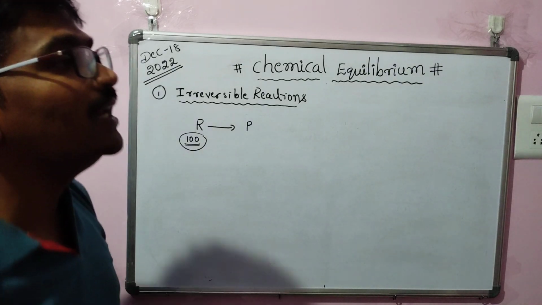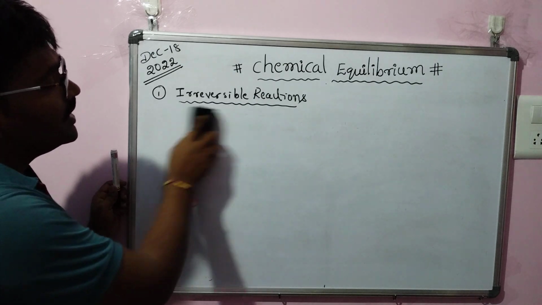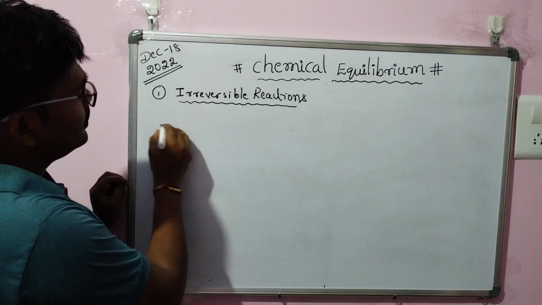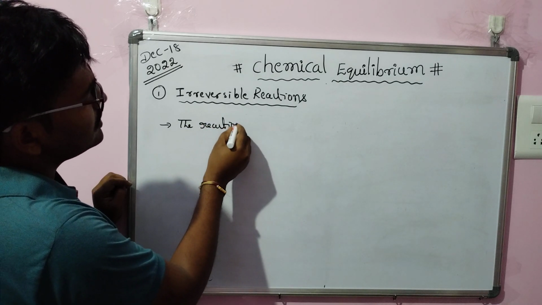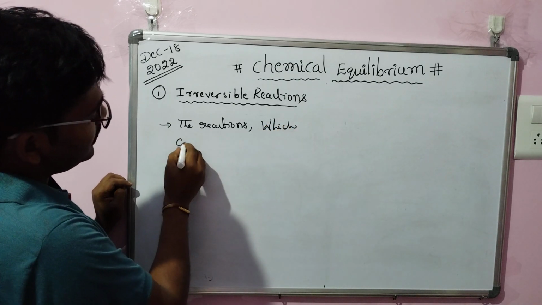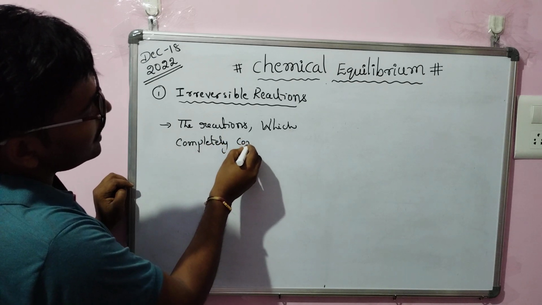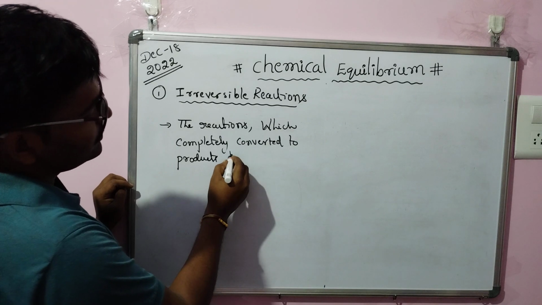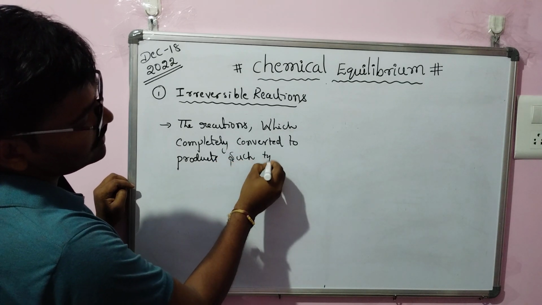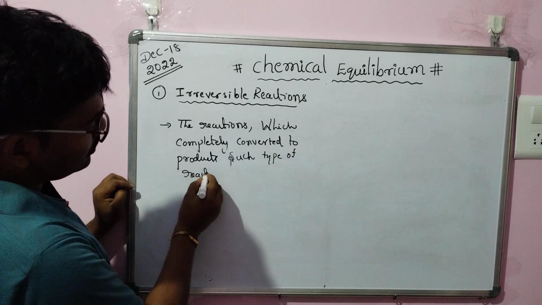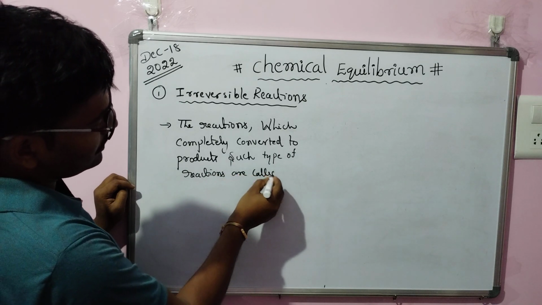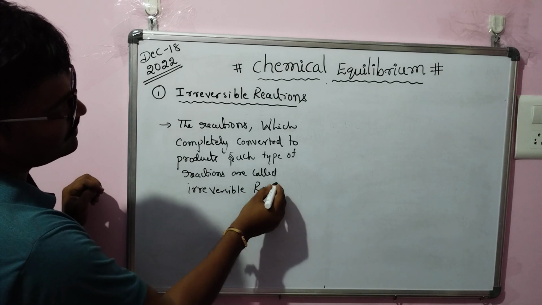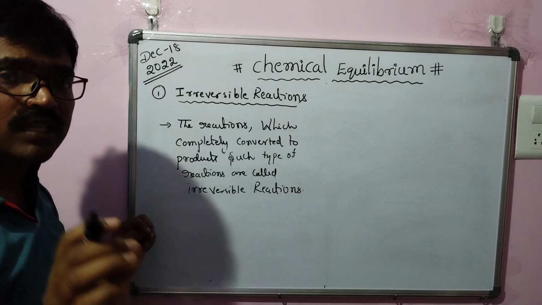So how many types of irreversible reactions are there? That we have to discuss. Irreversible reactions are the reactions which are completely converted into products. Such types of reactions are called irreversible reactions. So what are those irreversible reactions?